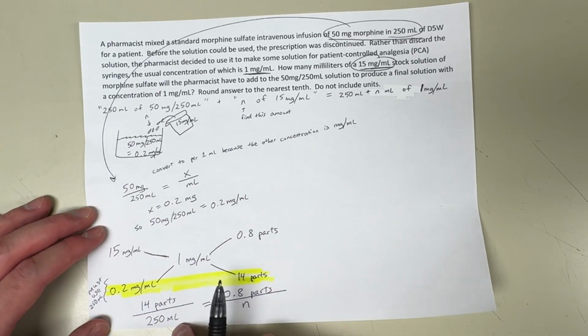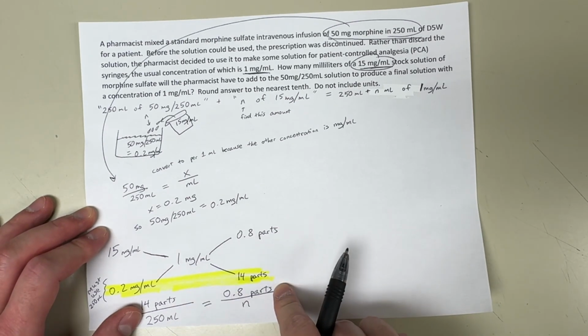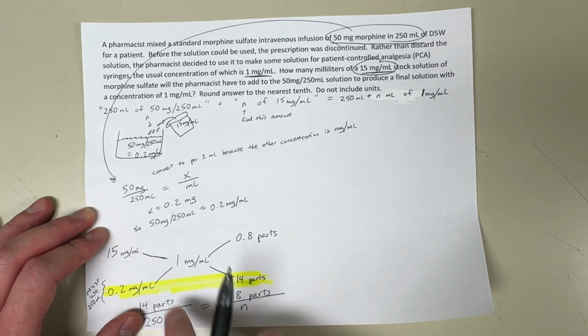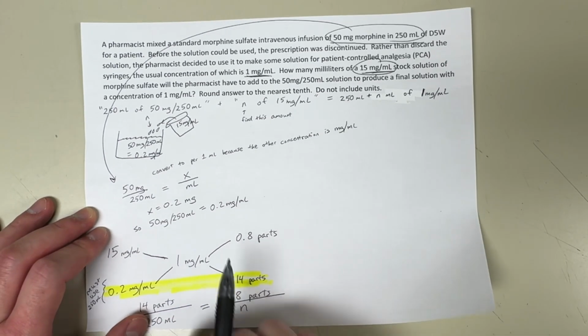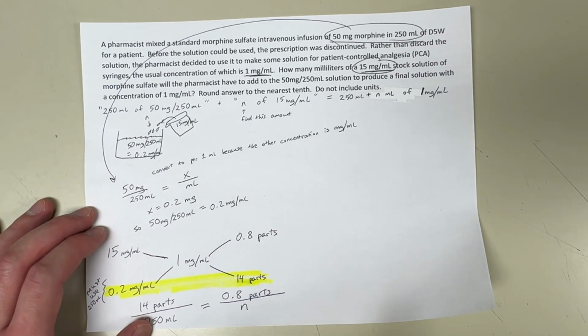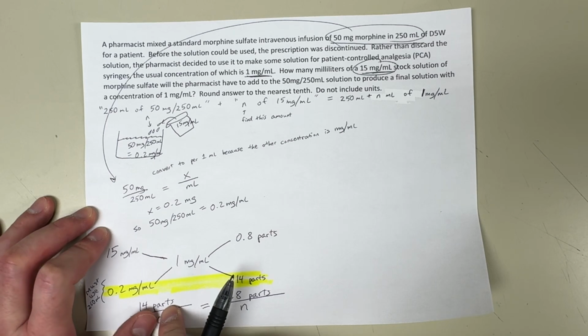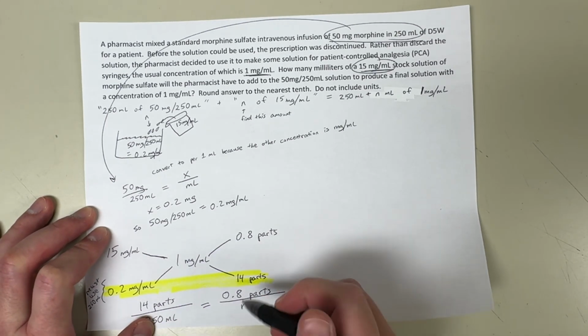Technically you could have inverted this, like you could put 250 up here, but your units have to be the same across. So if you put 250 milliliters in the numerator, then your N would have to be in the numerator here, and both of the parts have to be in the denominator. It doesn't really matter. You just have to be consistent, with the numerator having the same units as the numerator, and the denominator having the same units as the denominator.